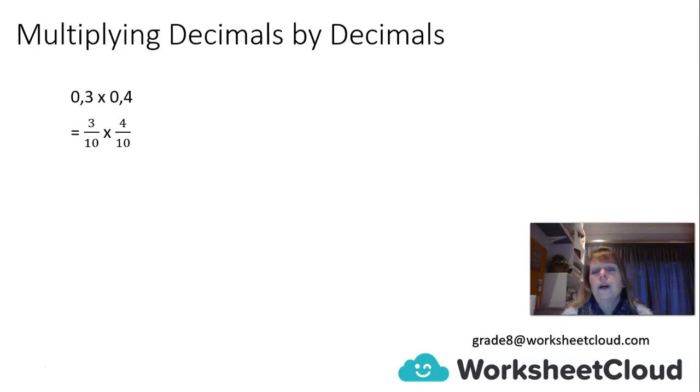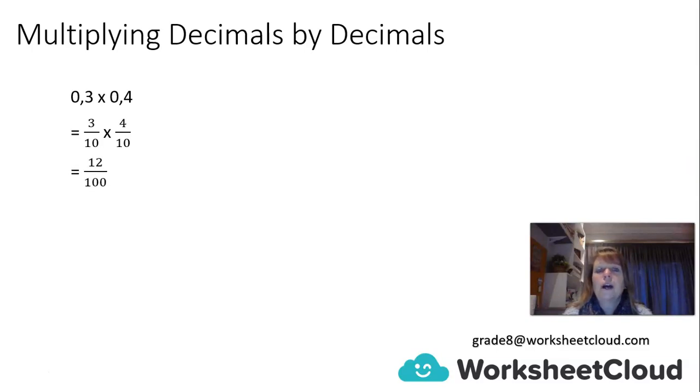Okay, so what we're going to do here is not simplify, because we want to change our answer back into a decimal. We are going to just multiply out, because we know that that's what we do when we multiply fractions. So we're going to go 3 times 4 and 10 times 10. We will end up with 12 over 100.